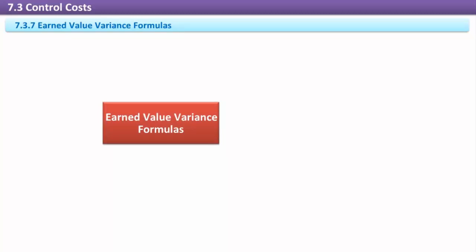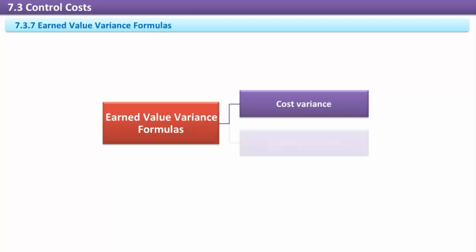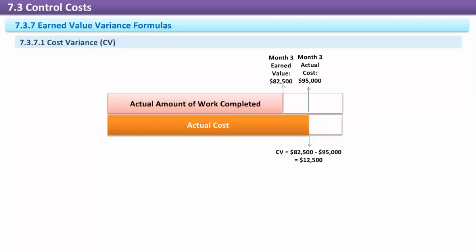Earned value variance formulas. Variances from the approved baseline will be monitored: cost variance and schedule variance. Cost variance, CV, shows how the cost of the project is comparing to the value of work completed.